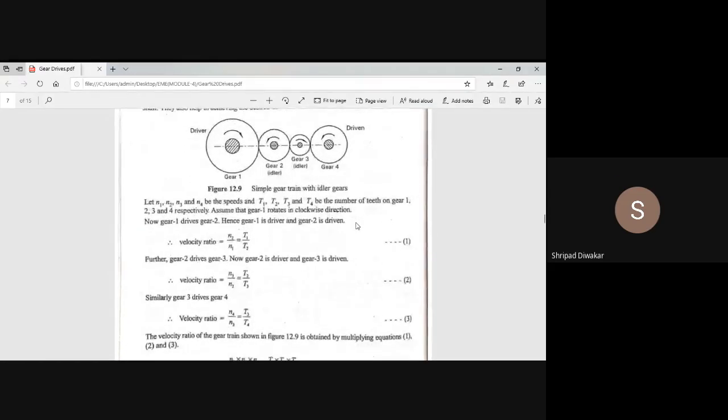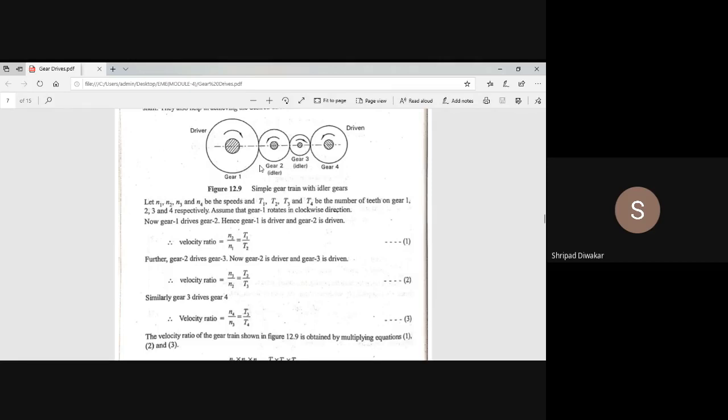In the simple gear train, you see the driver gear is rotating in the clockwise direction. Gear 2 is in the opposite direction, gear 2 drives gear 3, and gear 3 drives gear 4. This is the arrangement of a simple gear train with intermediate gears. We have two intermediate gears. Next we are going to apply the velocity ratio. N1 is the speed of gear 1, N2 is the speed of gear 2, N3 is the speed of gear 3, and N4 is the speed of gear 4. Now I am going to apply the speed ratio for gear 1 and gear 2.